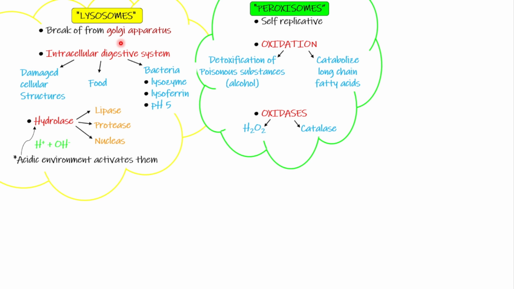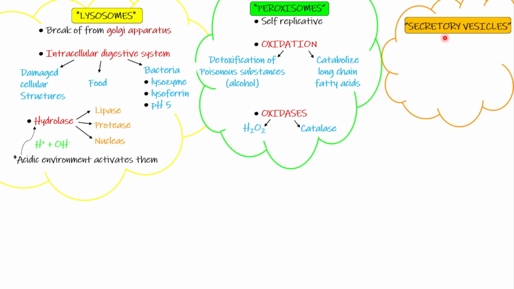Okay, so lysosomes are produced from the Golgi apparatus. Peroxisomes are produced by self-replication. Lysosomes perform breakdown by hydrolysis. Peroxisomes perform breakdown by oxidation. Hydrolases are basically lipase, protease, and nuclease, and oxidases are hydrogen peroxide and catalase. They break down food, damaged cellular structures and bacteria, and they perform breakdown of long-chain fatty acids and detoxification of poisonous substances like alcohol. Then in the vesicles, we have secretory vesicles, as discussed previously in the case of pancreas.